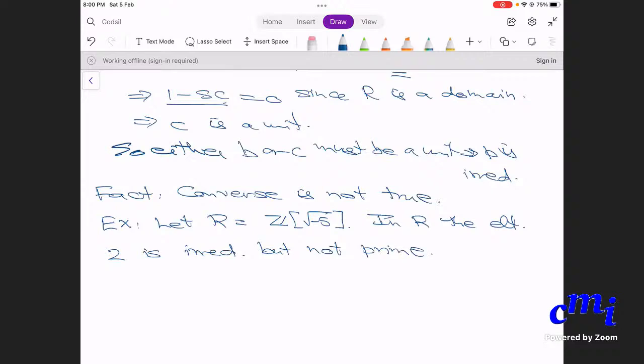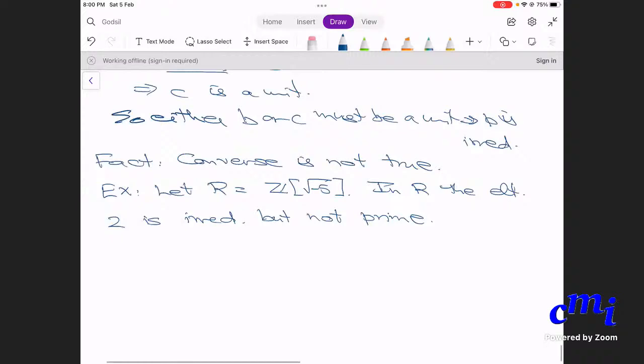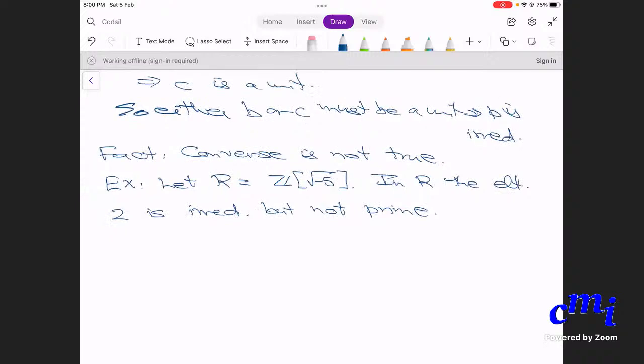So how can we show that 2 is irreducible but not a prime? If you want to show that something is irreducible but not a prime, you have to show it's irreducible first, then you have to show it's not a prime. It's a rather long proof, and I don't want to go through this. So let me just say we can show that 2 is irreducible using that norm function.